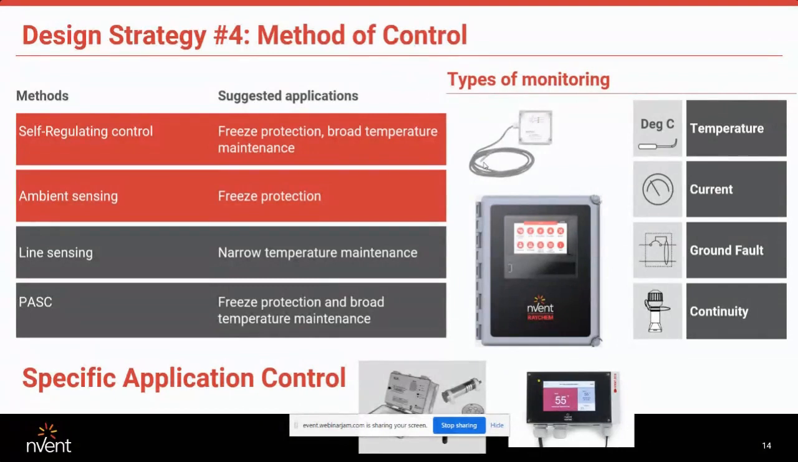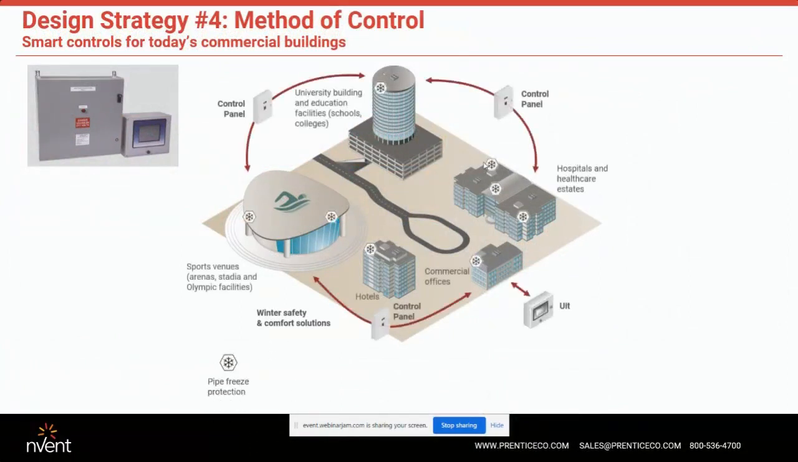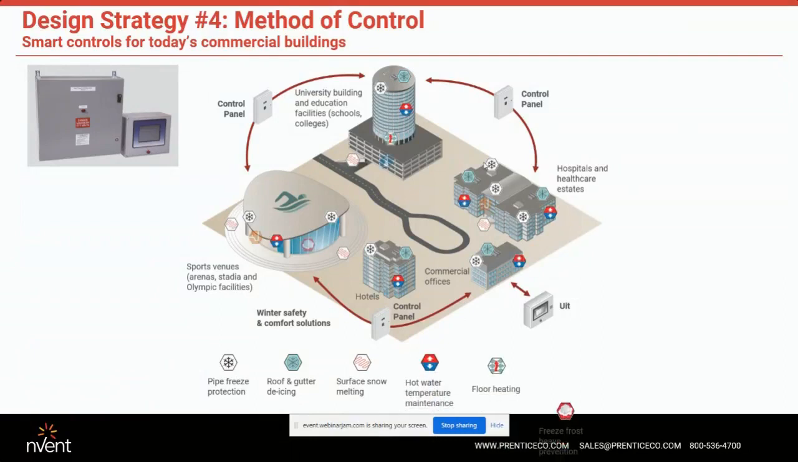When we look into specific applications, we might look at things like our automated snow control system, or if it's a hot water pipe application, we're going to be looking more specifically at, say, the HWAT Eco. Or we get in further, maybe you have multiple applications. Maybe you have a project that has pipe freeze protection, roof and gutter, surface snow melting, hot water, even floor heating or freezer frost heat prevention.